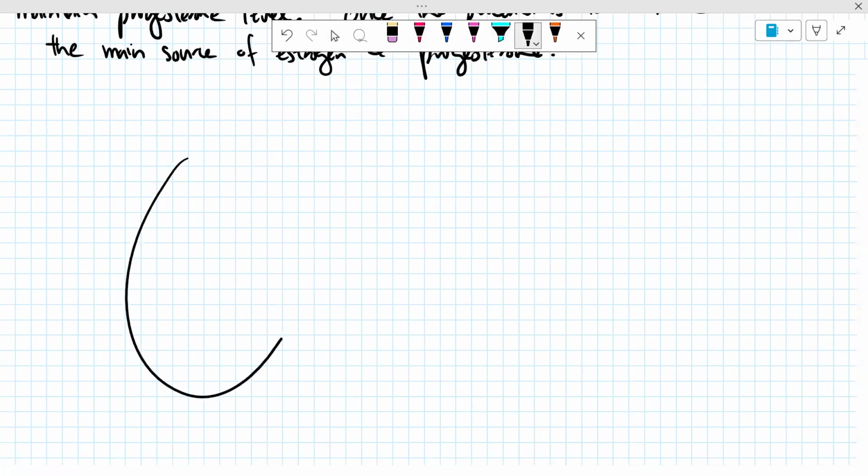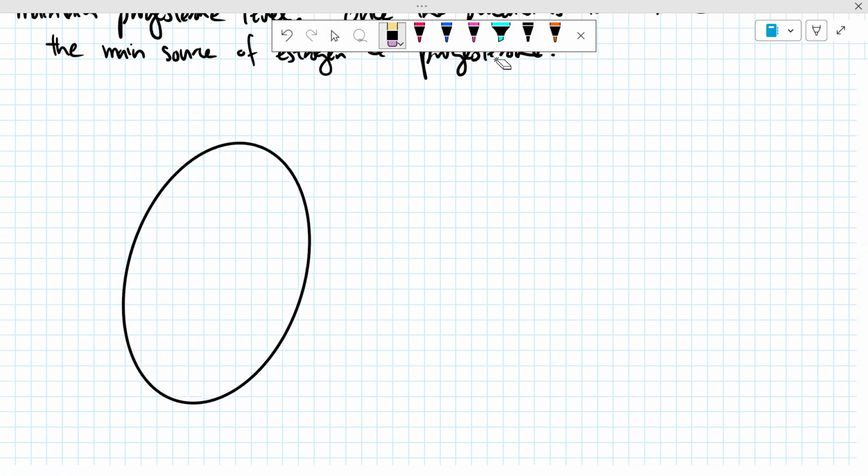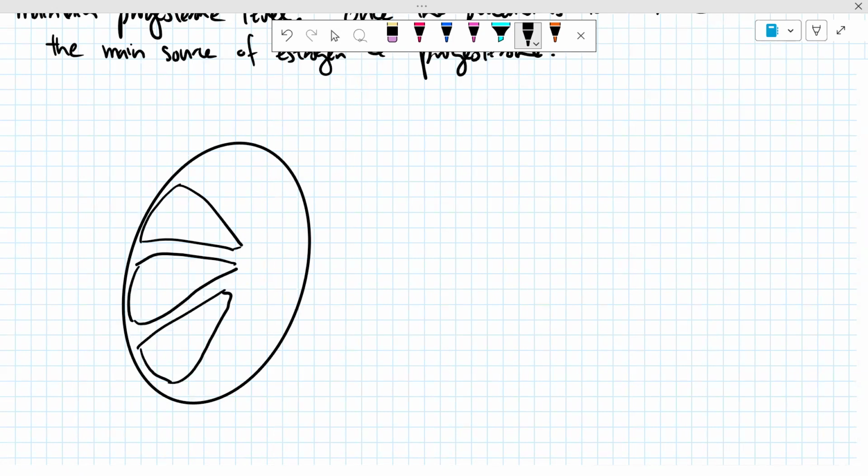Okay, so there is the testicle. And inside it's separated into different lobes, okay? Different lobes. I'm just gonna draw a few here. And like I said, it's all twisted up like the instant noodle. Okay, like that.